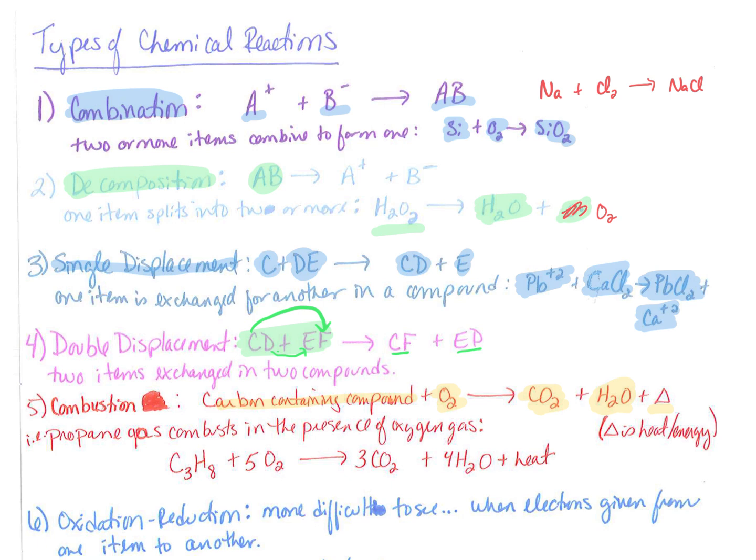This is also taking place in your gas grill. Propane is C3H8. You can combine that with oxygen gas. You get CO2, water, as well as that heat. That heat's what's cooking your food.